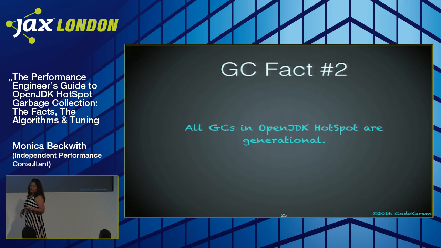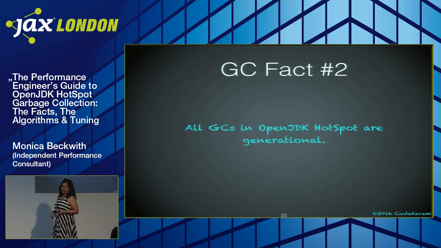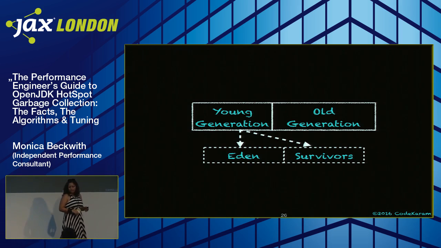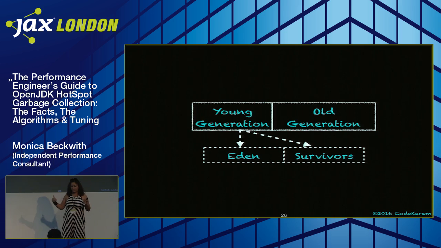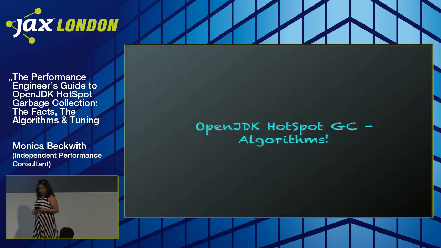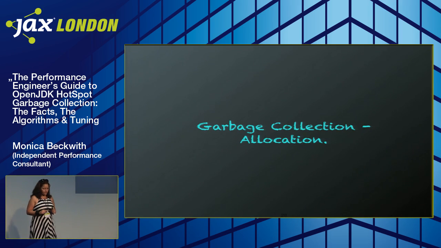So fact number 2, like I said, all GCs in OpenJDK HotSpot are generational. So now to show how a generational GC works, we'll dive into the algorithm, okay? Just before that, this is what I mean by generational. The young generation comprises the Eden and survivor spaces, and then there's the old generation. Simple. Most allocations happen in the young generation. So let's go to the algorithms. Let's talk about allocations first.